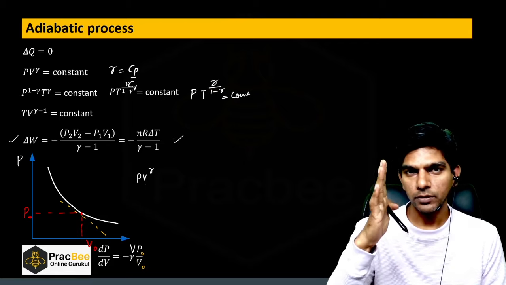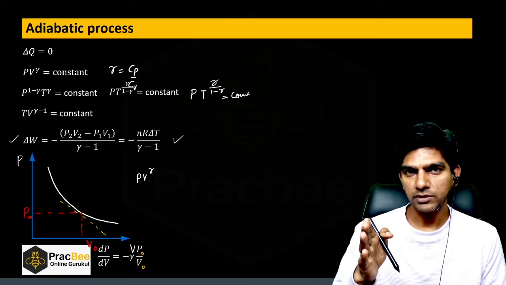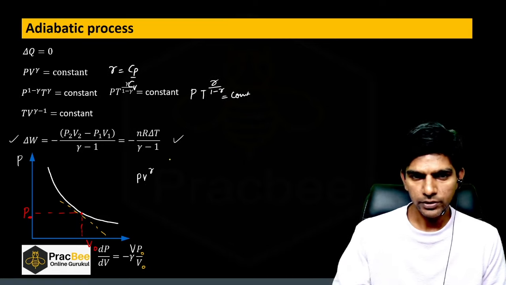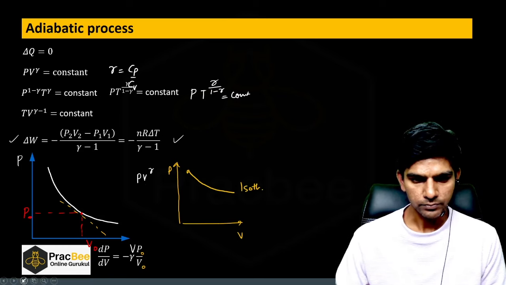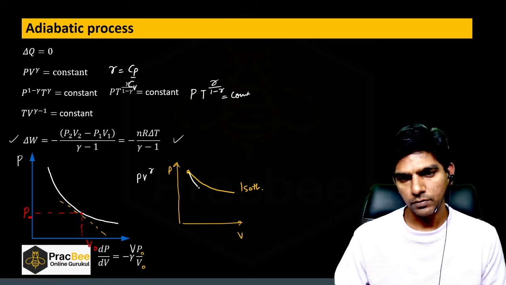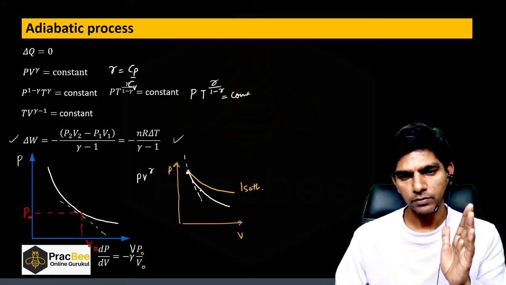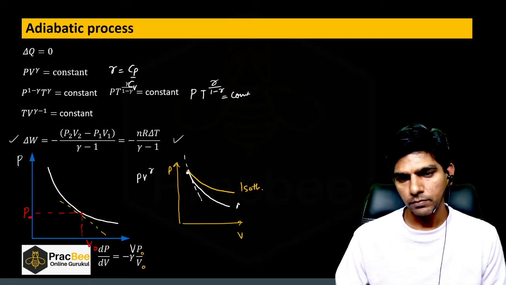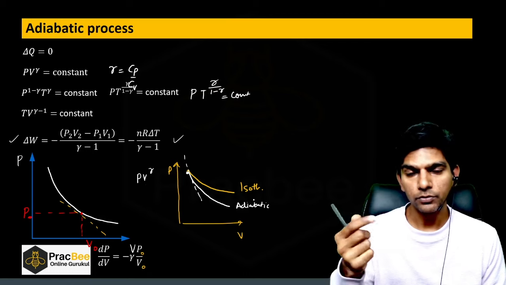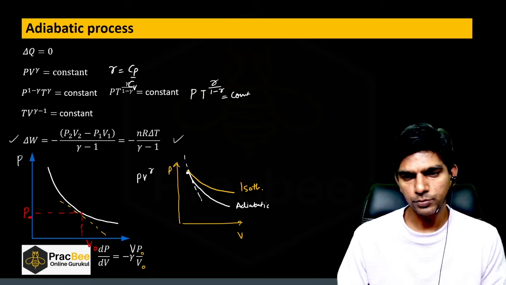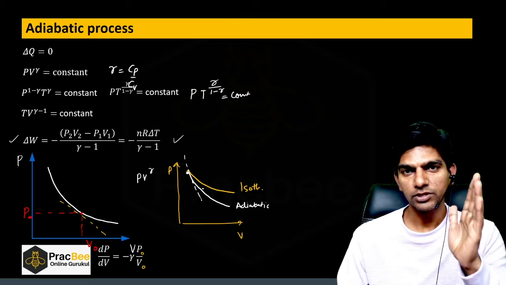So we can say that for a particular state, the graph will be steeper. For example, this is the P axis, this is the V axis, and let us say this is an isotherm. At this particular point, the slope of the adiabatic, or you can say the tangent, will be steeper. From this we can identify the two different processes. We can easily figure out which process is adiabatic by looking at the steepness.